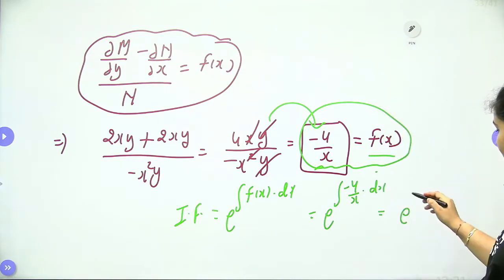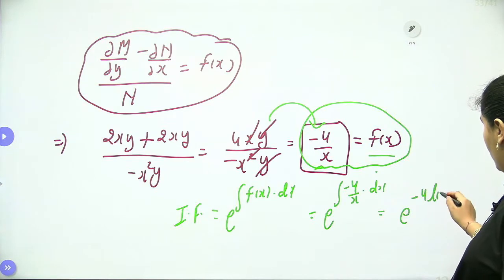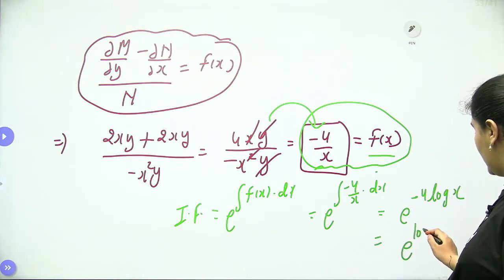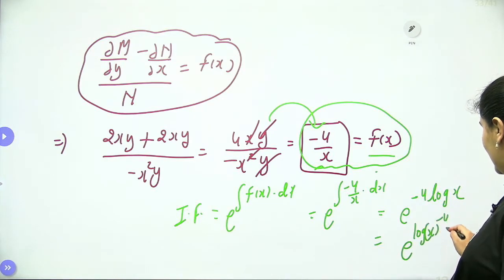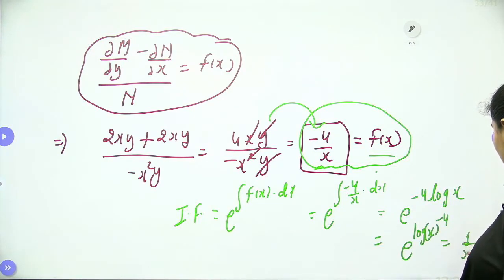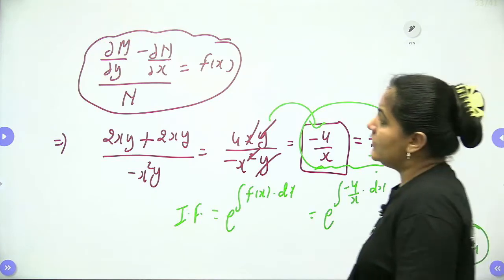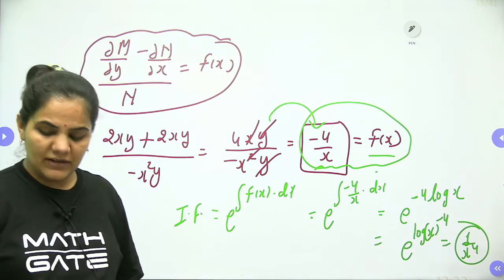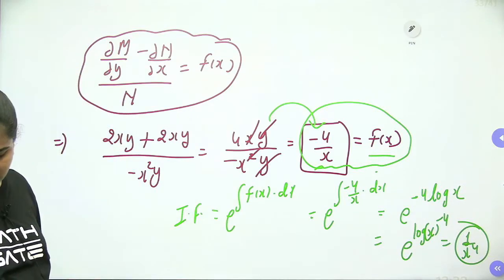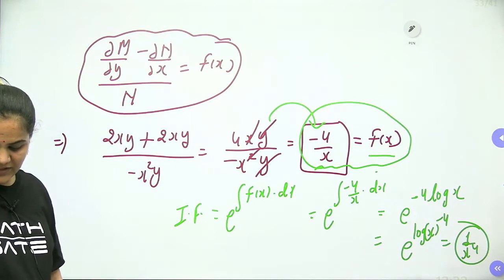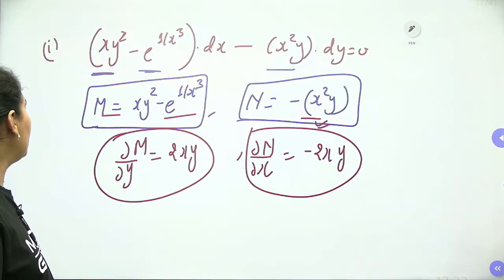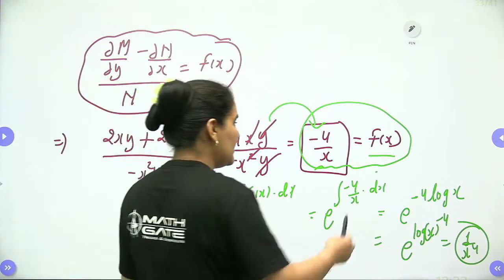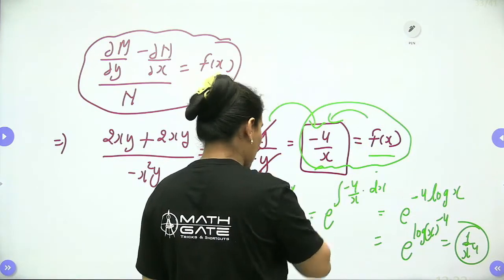When we approach, it will be minus 4 into log x. So it will be e to the power log x to the power minus 4. Hence it will be 1 by x to the power 4 only. Yes. So I can conclude from here my integrating factor will be 1 by x to the power 4 only, dear students. Is it clear to everyone? So that's why my integrating factor will be 1 by x to the power 4 only, because we are having a single function of x. Yes, we can approach this method.